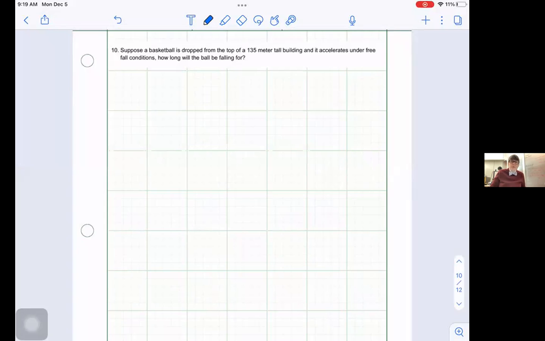Suppose a basketball is dropped from the top of a 135-meter tall building and it accelerates under free fall conditions. How long will the ball be falling for?